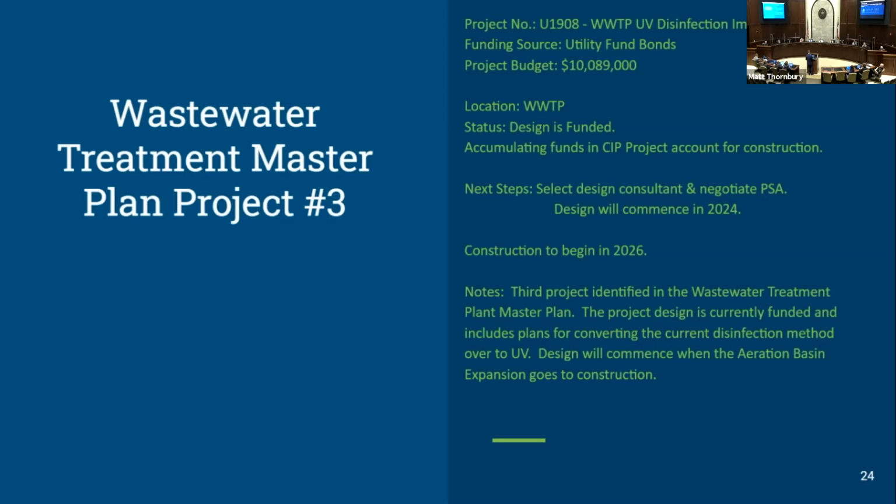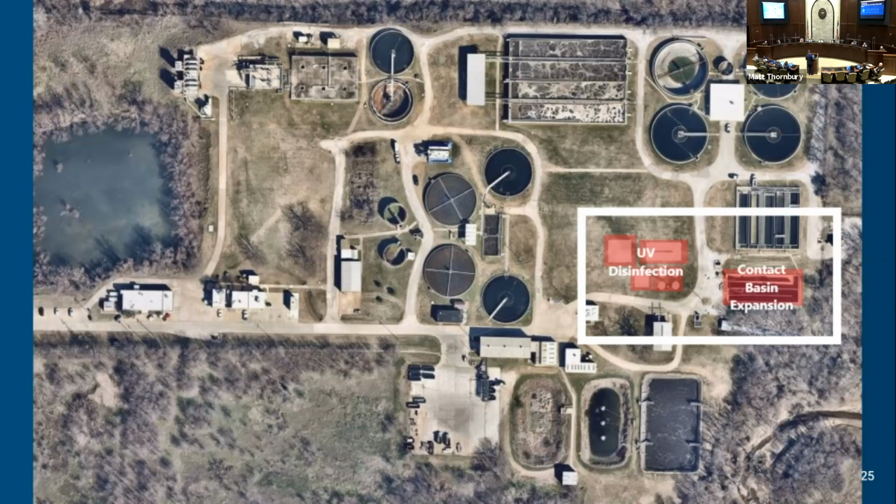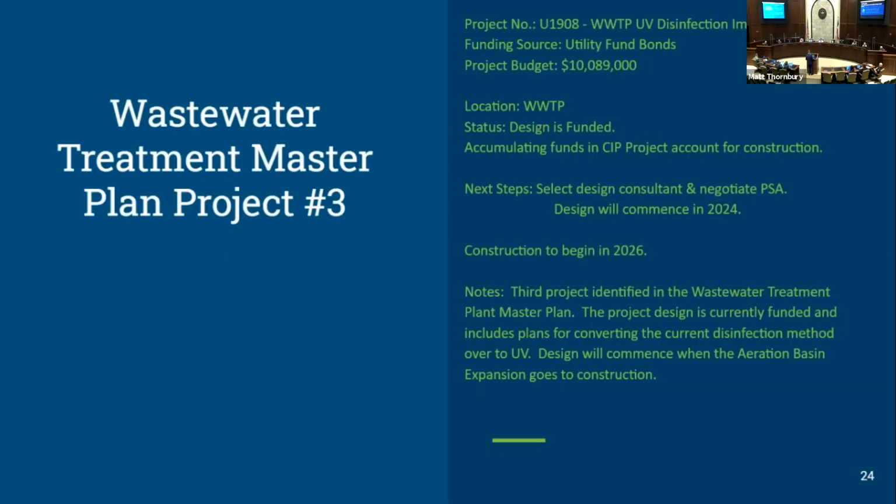We would still keep some for emergency use if we had a problem with that UV disinfection. We'd still have to disinfect, but we wouldn't use it daily like we do today. Lower right square, on the right is where that chlorine contact basin is. And then on the left part of that white square is where the UV disinfection process would go on that plant facility. Back real quick, the design on that would begin in 2024 and construction following that aeration basin expansion beginning in 2026.